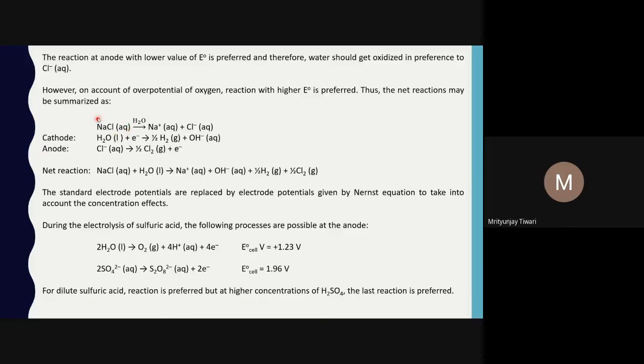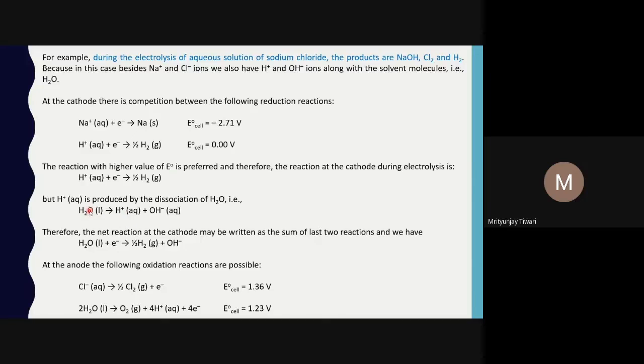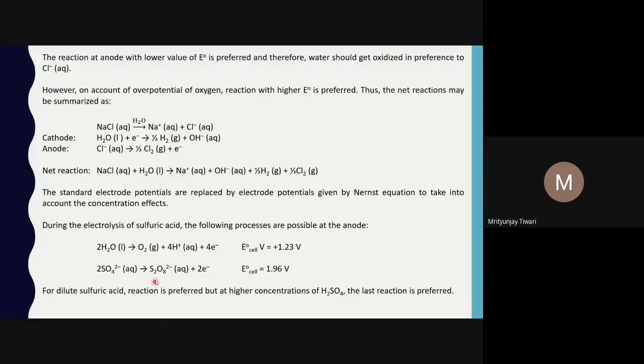The net reaction: when NaCl is dissolved in water, it is ionized, so Na plus aqueous plus Cl minus aqueous. Now at the cathode, the net reaction that we show is this one. And at the anode, this reaction will be happening. At the cathode, water plus electron gives half hydrogen gas and OH minus ion, and at the anode, Cl minus. Because we are using one electron, one can write half here.